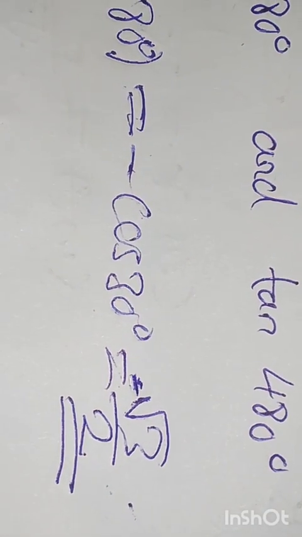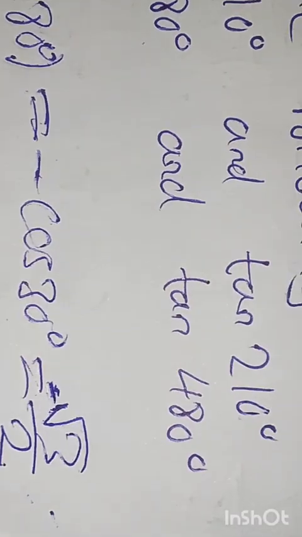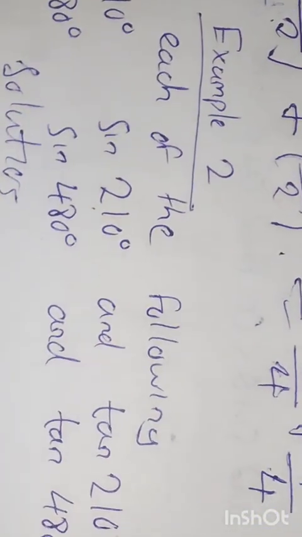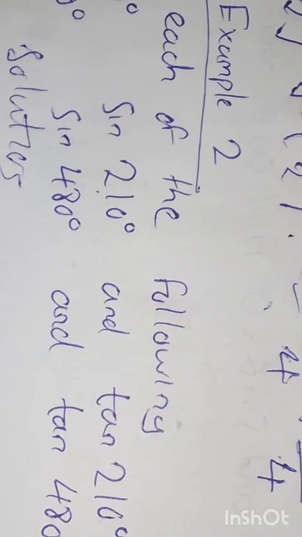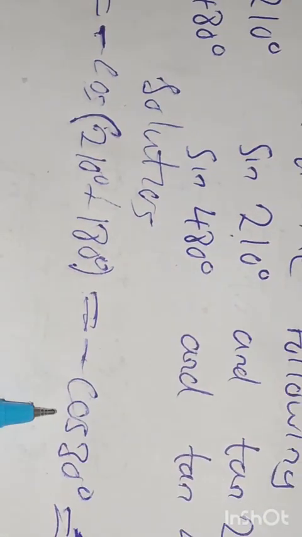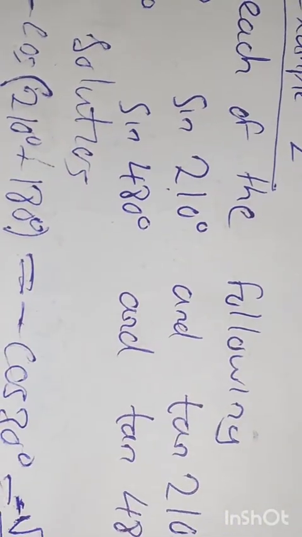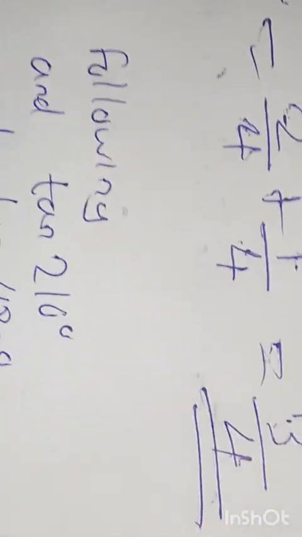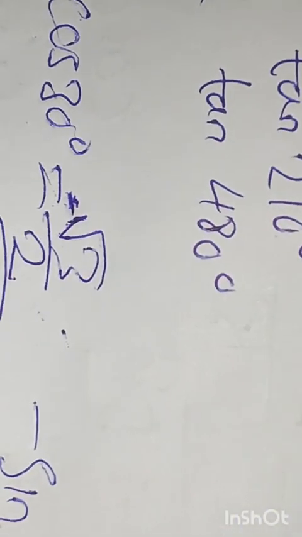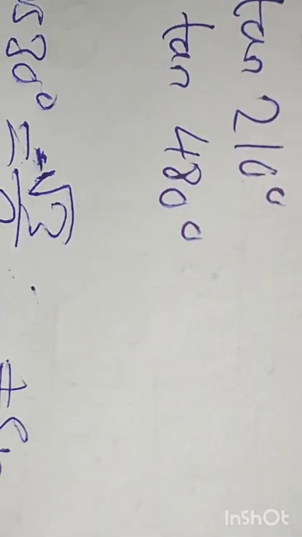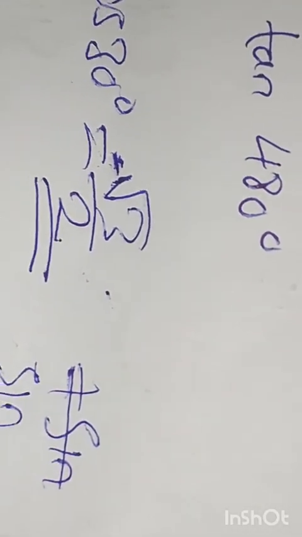Then you go to sine. We're also in the third quadrant, so we're just doing the same step. Sine in the third quadrant is negative, so the answer will be negative sine. So sine 210 degrees is equal to negative sine.